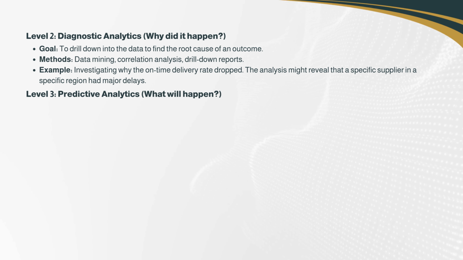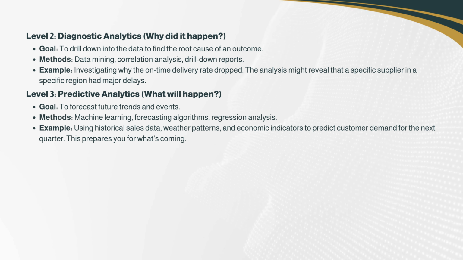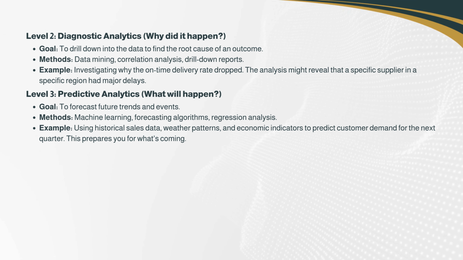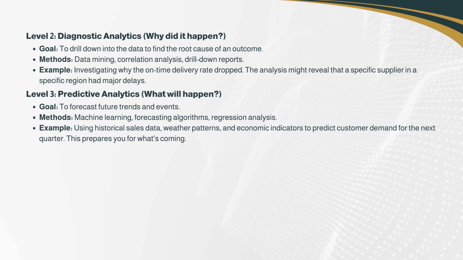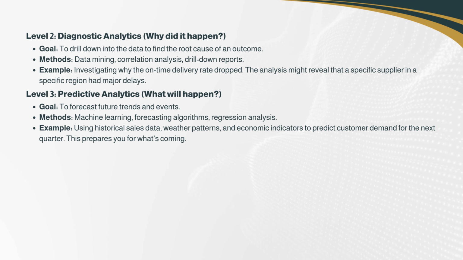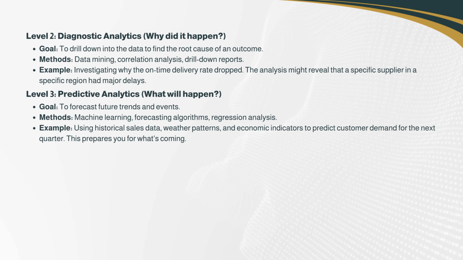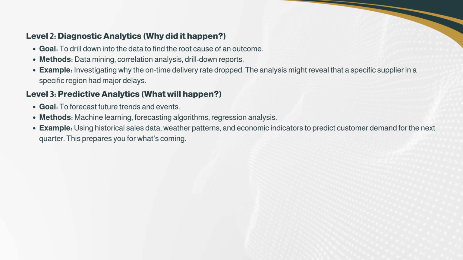Level 3. Predictive Analytics, what will happen? Goal: to forecast future trends and events. Methods: machine learning, forecasting algorithms, regression analysis. Example: using historical sales data, weather patterns, and economic indicators to predict customer demand for the next quarter. This prepares you for what's coming.